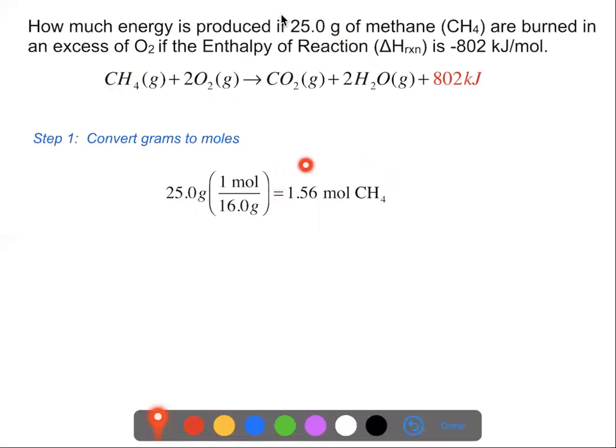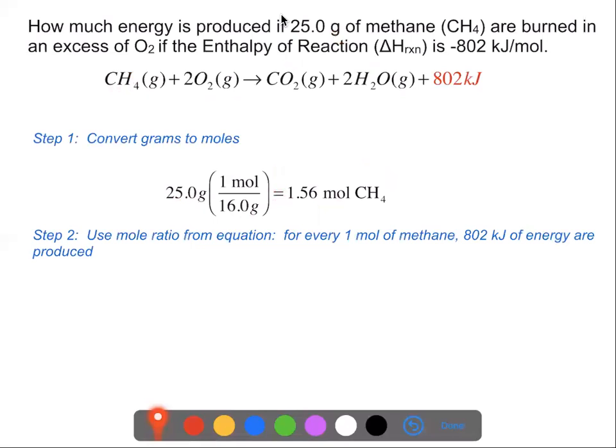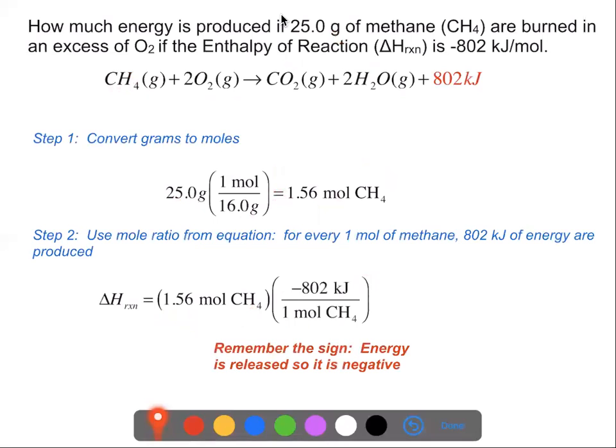So now we're going to take the moles of methane and we're going to go through a conversion. So we're going to start with the moles of methane, and we're going to multiply by negative 802 kilojoules per mole. And notice the negative sign, it's negative because energy was released. Right? So when we multiply these, we get negative 1,250 kilojoules. So if we were to burn 25 grams of methane, we would release negative 25 kilojoules of heat.